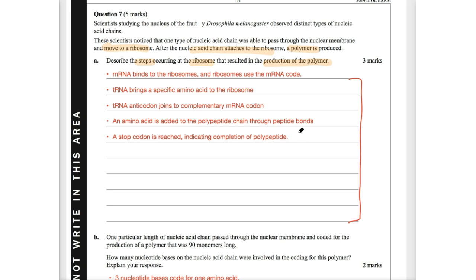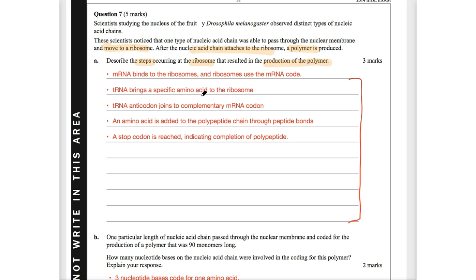We know there's initiation through the start codon, then we know there's elongation, and then there's termination. And the big thing here with translation is we want to go through these steps. So first and foremost, we know that the mRNA, the messenger RNA, binds to the ribosomes, and the ribosomes use this mRNA code. They read it, obviously 1 codon or 3 nucleotide bases at a time.